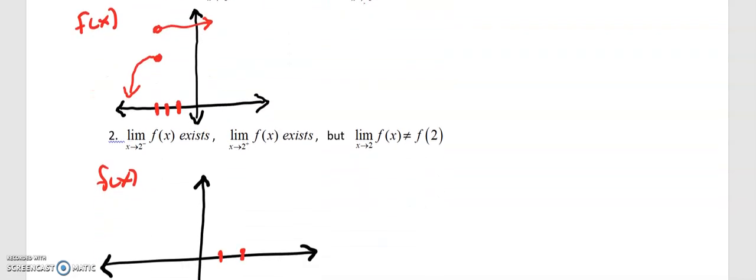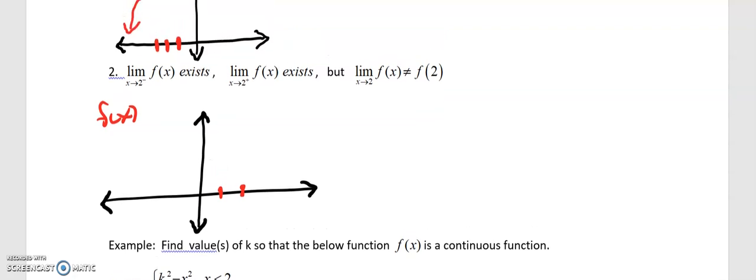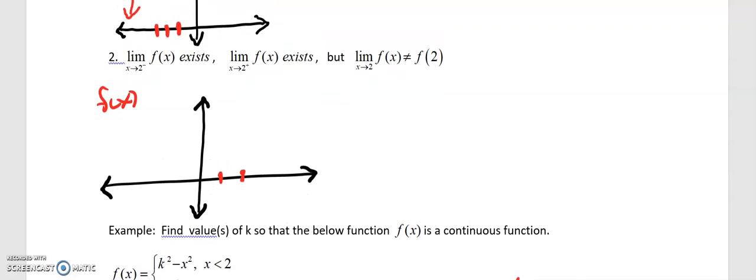All right, let's move on to example 2. All right, so in this case, the conditions that I need to meet here is the limit of f of x as x approaches 2 from the left exists. The limit of f of x as x approaches 2 from the right also exists. All right. But the limit of f of x as x approaches 2 does not equal the y value for f of 2.